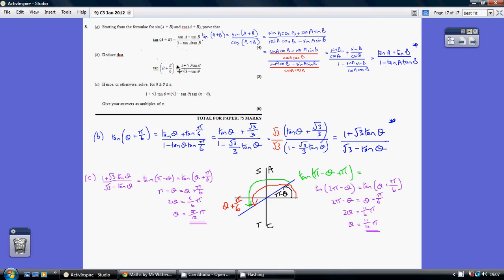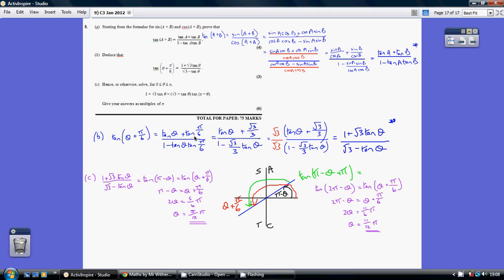Now for part B we've been asked to deduce this. Now this is just a specific version of this. We're just going to substitute in theta for A and pi over 6 for B. So we're starting off with this and substituting this into this. So tan(theta plus pi over 6) equals tan A, so tan theta, plus tan B, so tan pi over 6, all over 1 minus tan theta tan pi over 6, which we've got here.